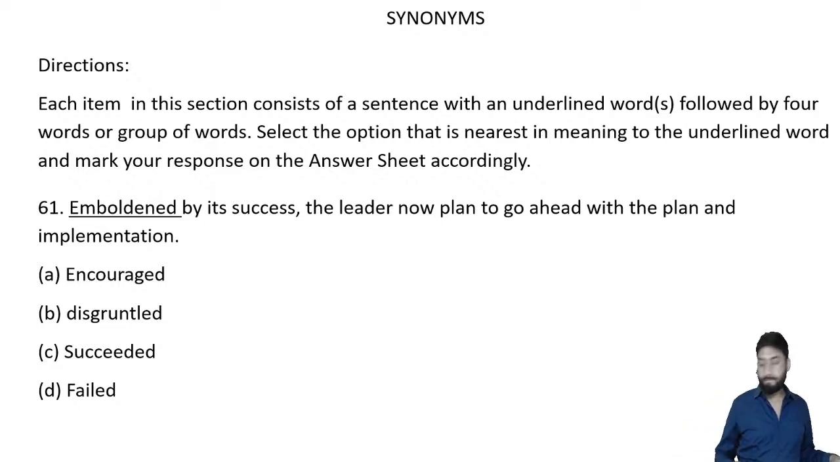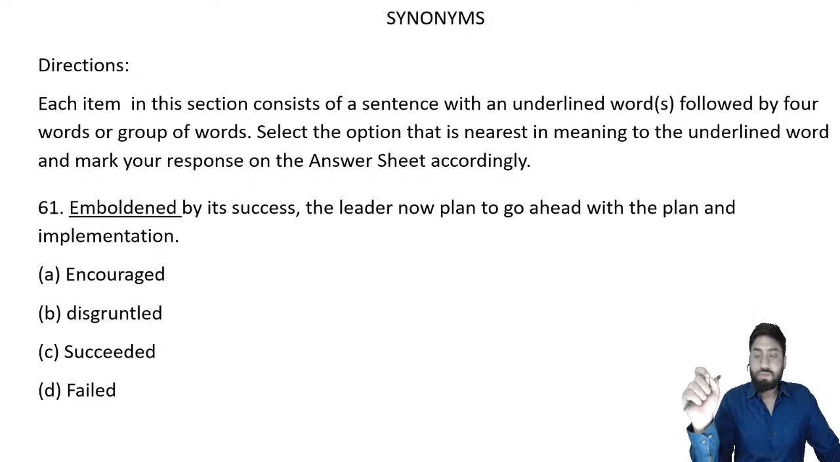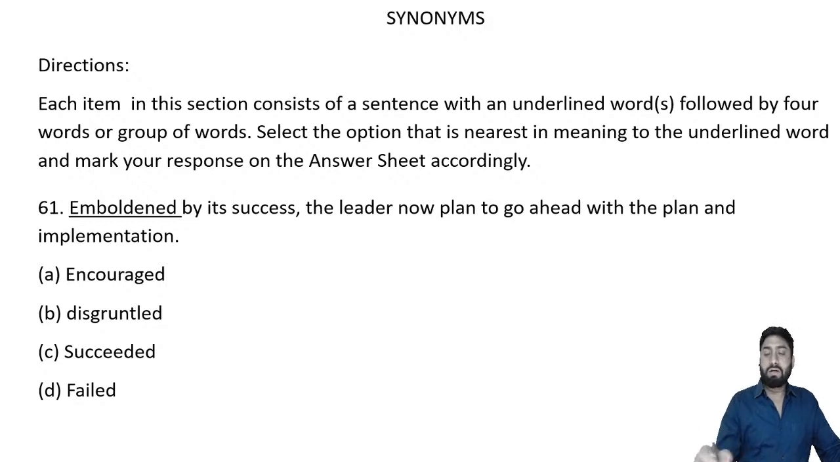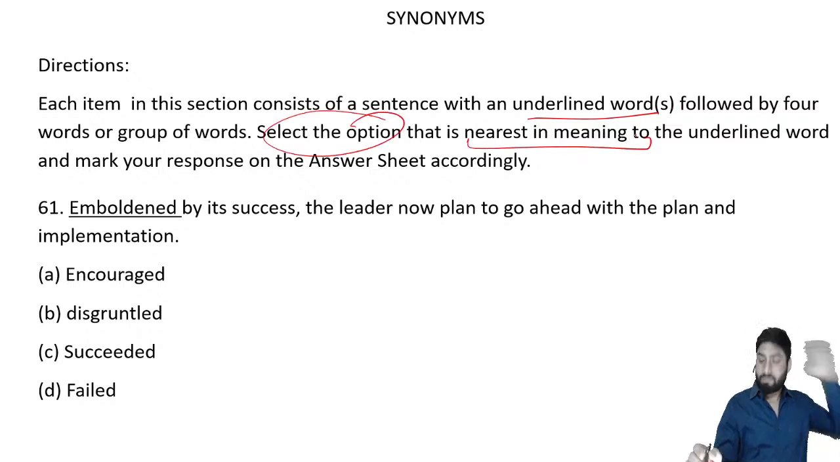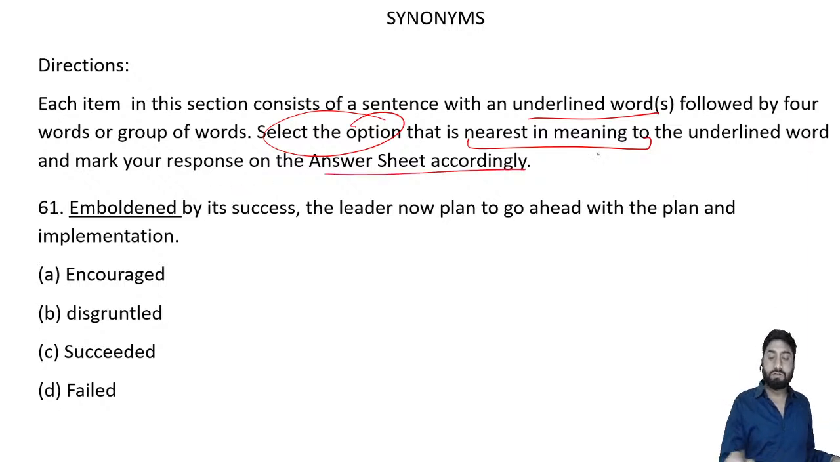I'm pretty sure you must have found it is moderate. Now, so the very first one, you read the instructions. Each item in this section consists of the sentence with an underlined word and followed by four words, group of words, and select the option that is nearest in meaning, most nearly similar to the underlined word, and mark your response in the answer sheet. So nearest in meaning again synonym की बात कर रहे हो, right?